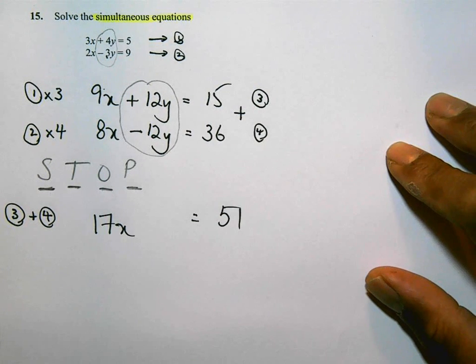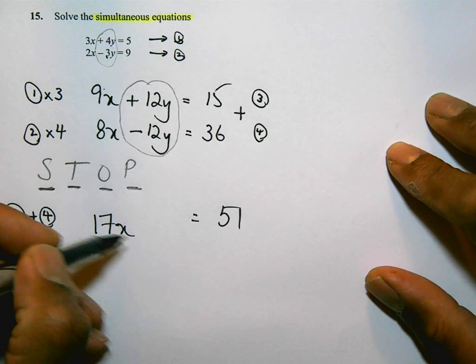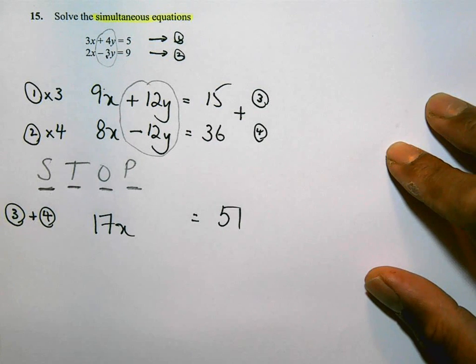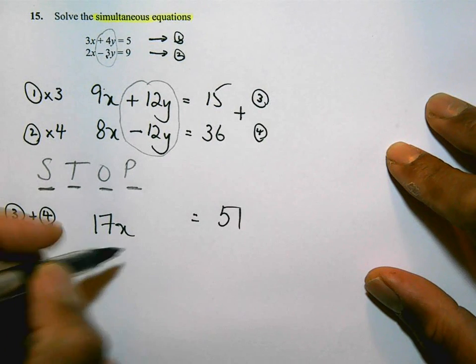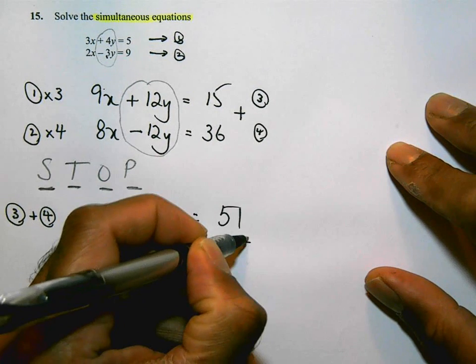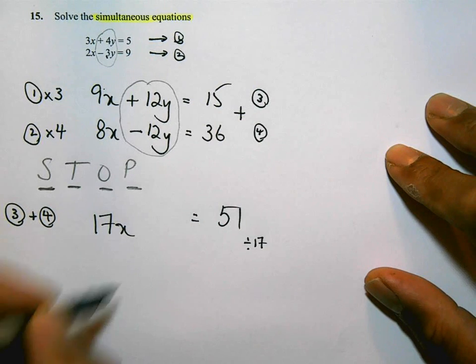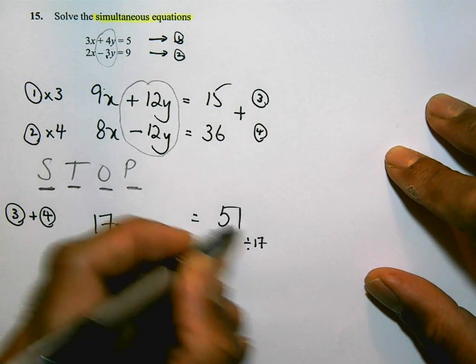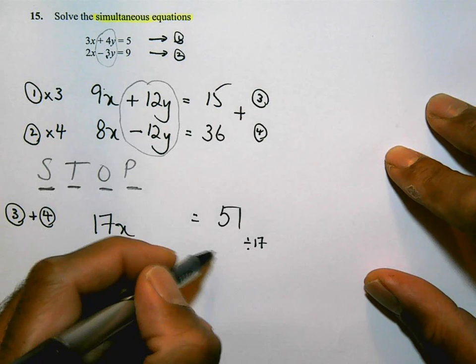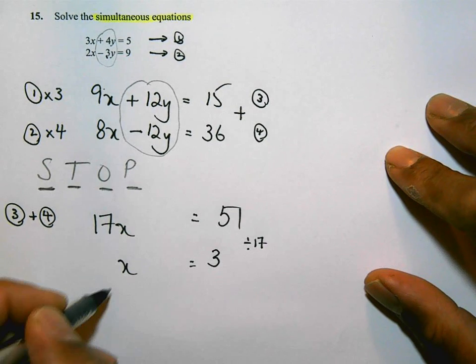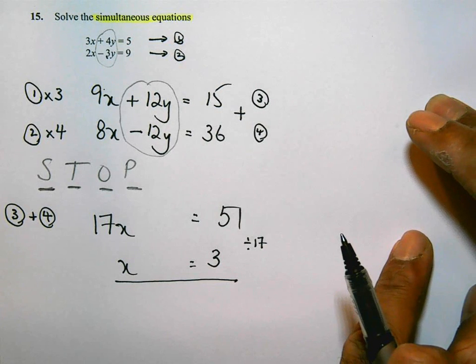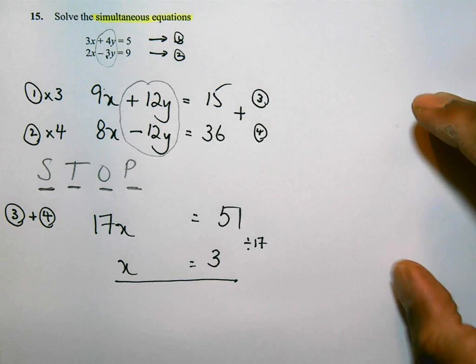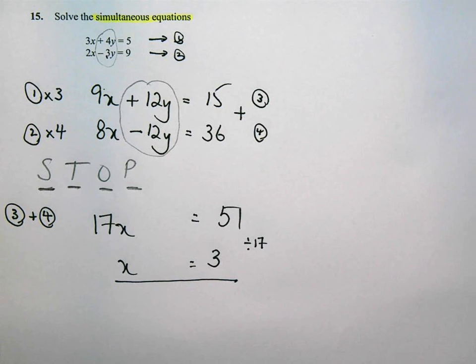At this stage, I've got 17x is equal to 51. I've gotten rid of the y's. There's only one letter in this equation, so it's pretty straightforward to solve. I need to divide by 17, and I'll have x is equal to 51 divided by 17, and I know for a fact that that's 3. If you're not sure about it, you could write down several 17s and add them up to see how you can get to the number that you want, 51 in this case.